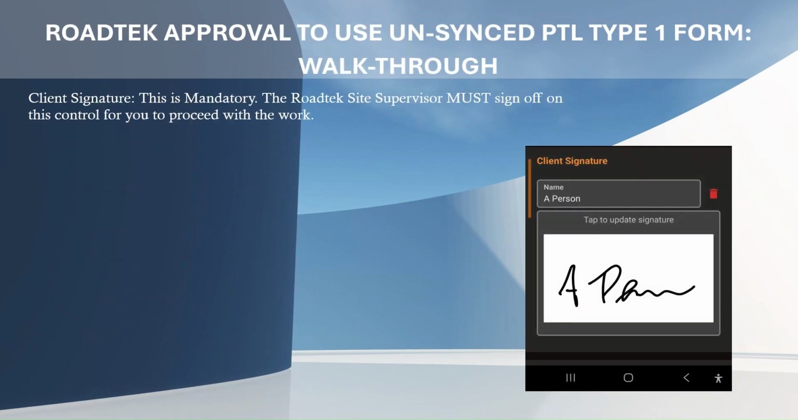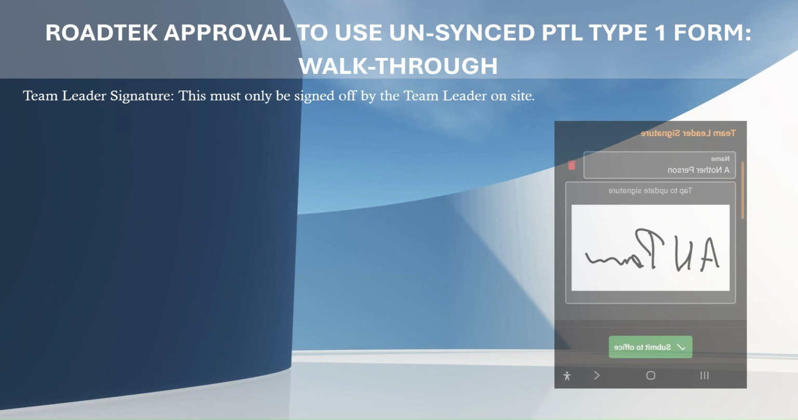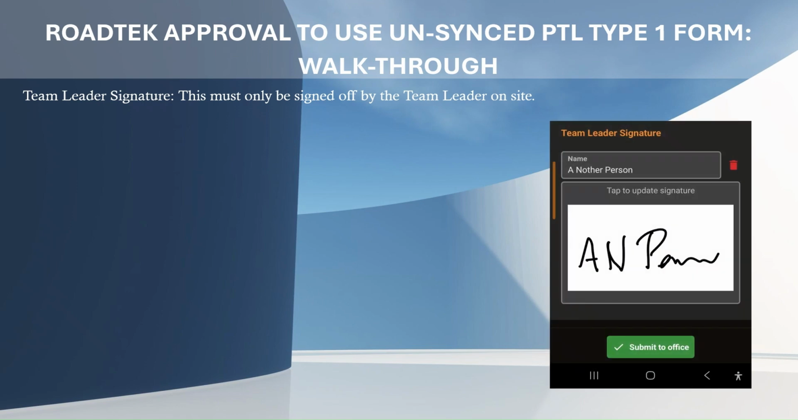Client signature. This is mandatory. The Roadtek site supervisor must sign off on this control for you to proceed with the work. Team leader signature. This must only be signed off by the team leader on site.